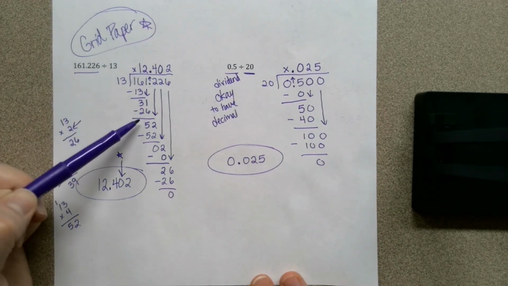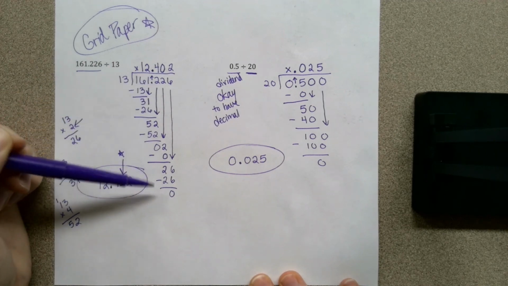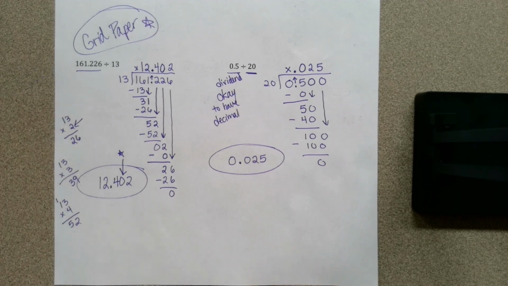Notice how organization was really important. If you struggle keeping everything nicely aligned, grid paper is available for you to use so that you can organize your work.